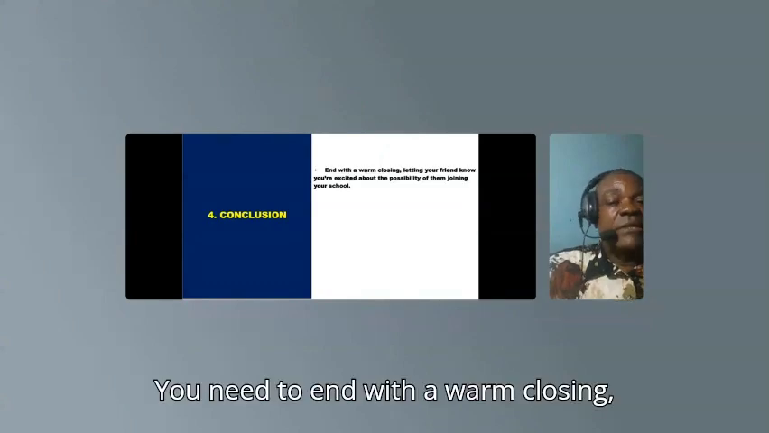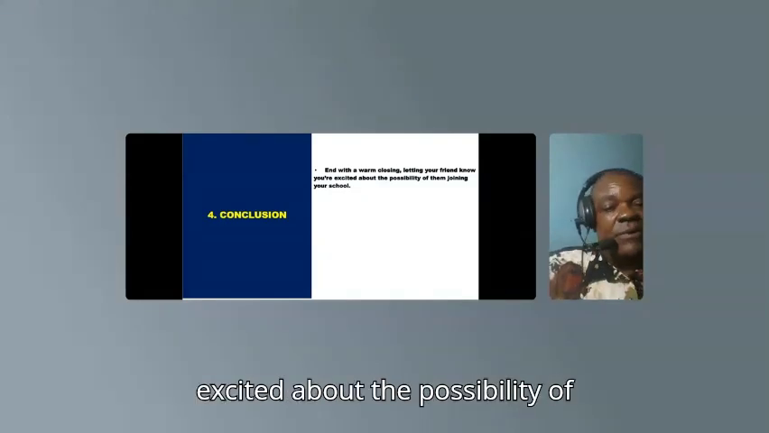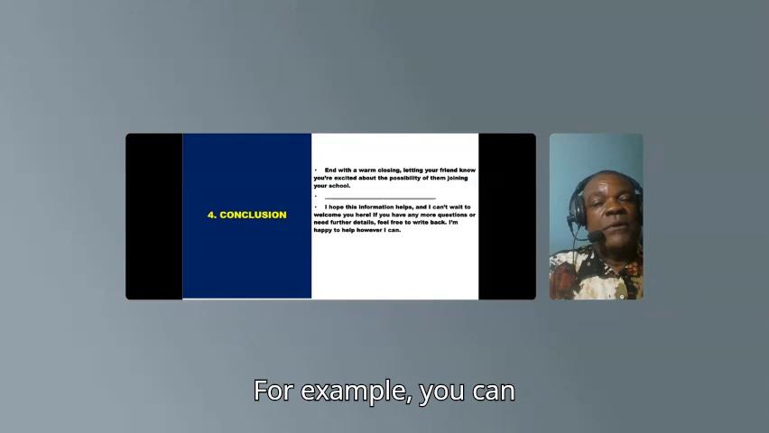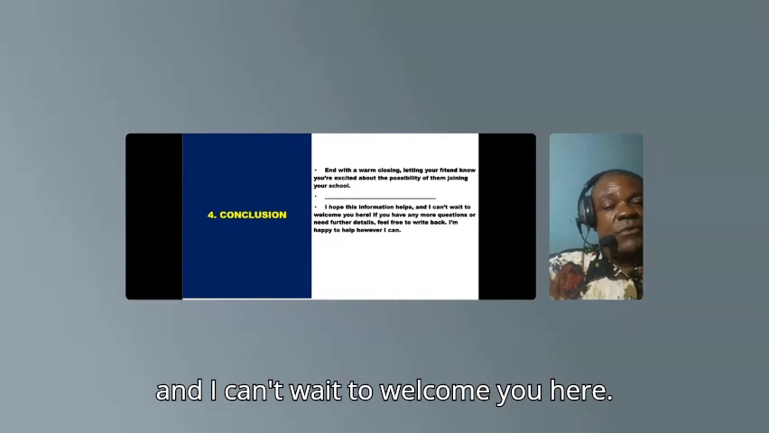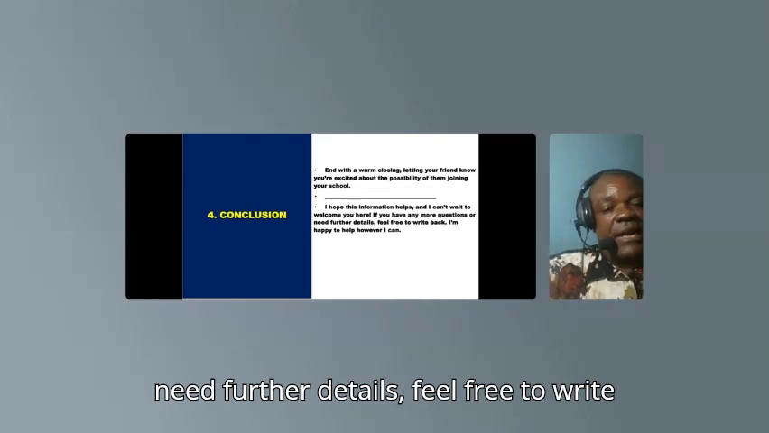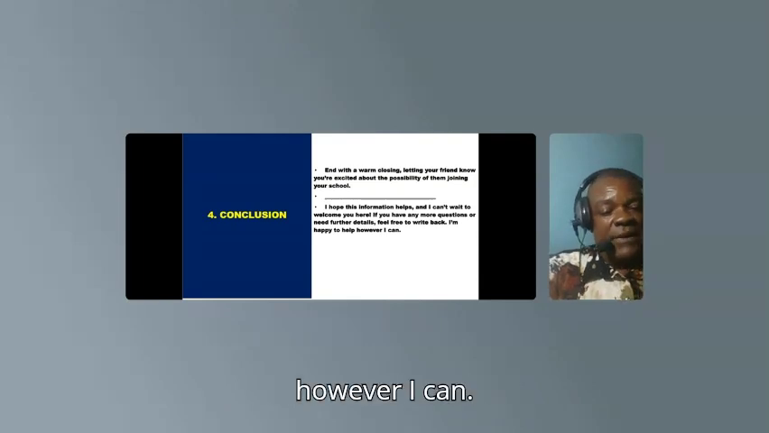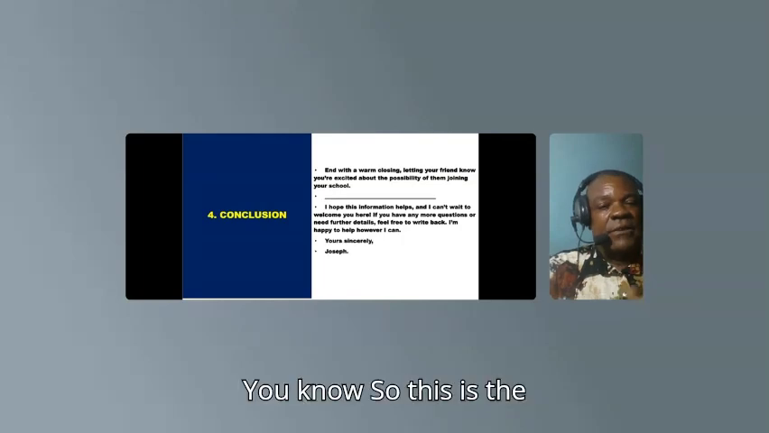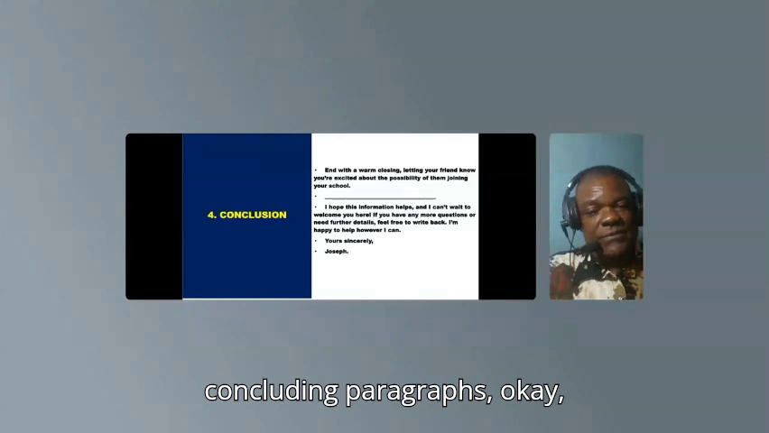You need to end with a warm closing, letting your friend know that you are excited about the possibility of them joining your school. For example, you can write, I hope this information helps, and I can't wait to welcome you here. If you have any more questions or you need further details, feel free to write back. I am happy, or I will be happy to help however I can. Yours sincerely, Joseph. So this is the kind of content you can include in your concluding paragraphs, okay, or in your conclusion.